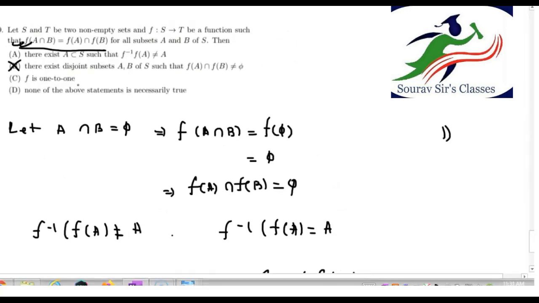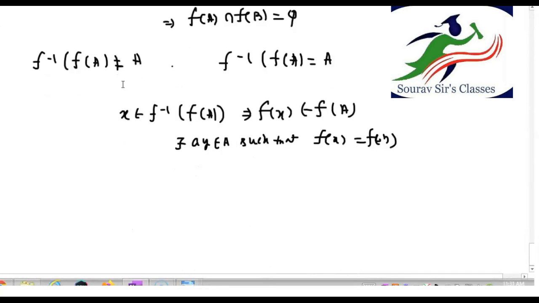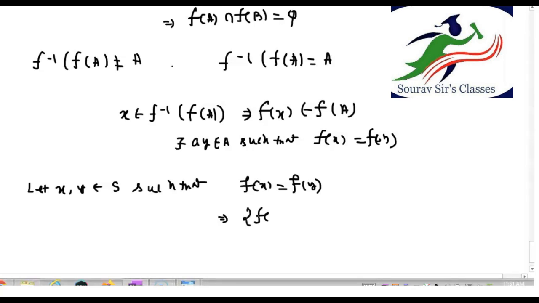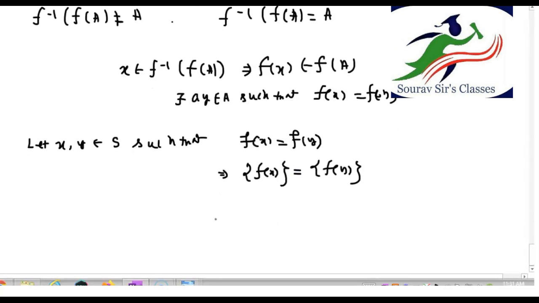So I am going to check option C, whether f is one-one or not. Let me take two points. Let x, y belong to A such that f(x) is equal to f(y). In other words, I can say that the singleton set {f(x)} is equal to the singleton set {f(y)}. In other words, I can say that f(x) intersection f(y) is not equal to phi.